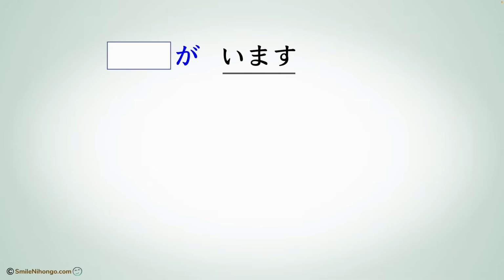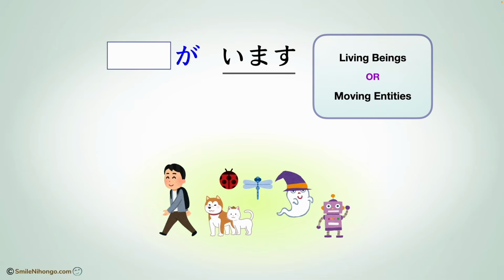Here's the key verb in today's lesson. います. The verb います indicates the existence of living beings or moving entities. When expressing the existence of a person, such as a family member, you use います. This verb can be translated as to exist, there is, or I have, depending on the context.